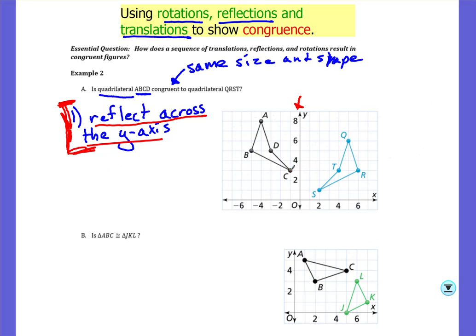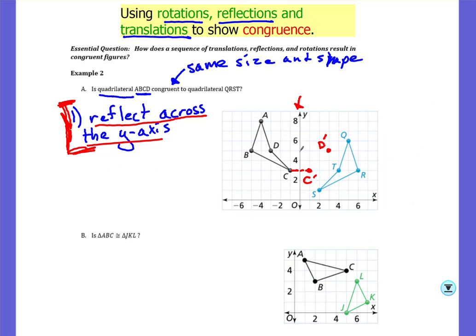So C is 1 left of the y-axis and 3 up. So let's just make it 1 to the right and 3 up. So again, same distance across. We'll say that's C prime. We'll do the same thing with D. It's 3 away from the y-axis. So let's just draw it at the same y-coordinate, but 3 to the right of the y-axis. This will be D prime. Do the same thing with B.